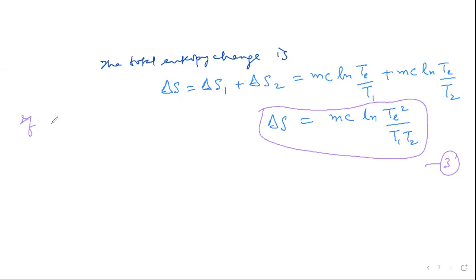Now if T1 is the lower temperature, then delta S1 is positive, it is greater than 0, and delta S2 is negative, that is less than 0, right? If T1 is lower temperature, then delta S1 will be positive and delta S2 will be negative. Now we can show that the total entropy change delta S is always positive.